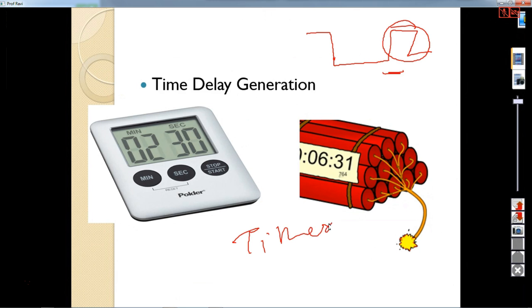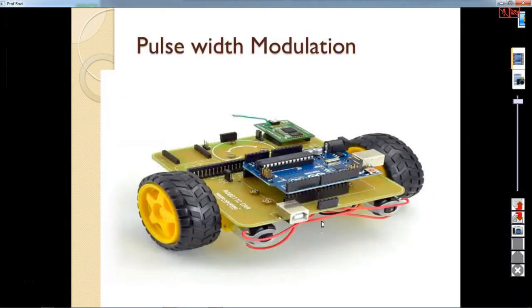Okay, we use timers. And the next application where we need a timer is if you have a robot and the robot has to travel in a given path. Let us try to take you design a robot which can follow a white line or a black line.